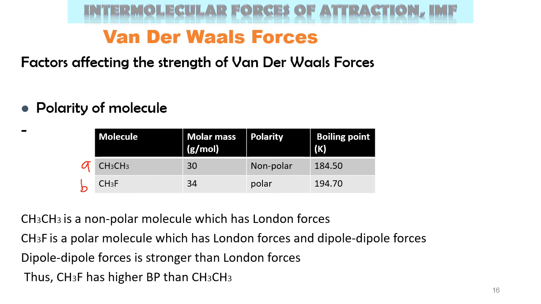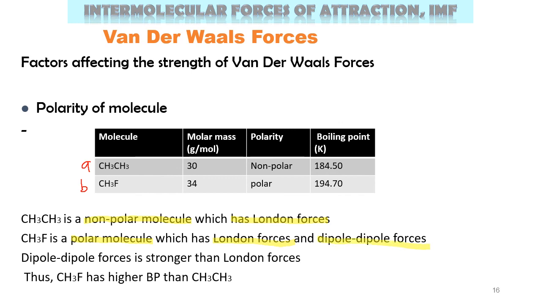Okay, so the explanation is why. CH3CH3, this ethane. Okay, so untuk ethane, it is a non-polar molecule. That is why it will only have London forces. But for polar molecule, it will have both London forces and dipole-dipole forces.